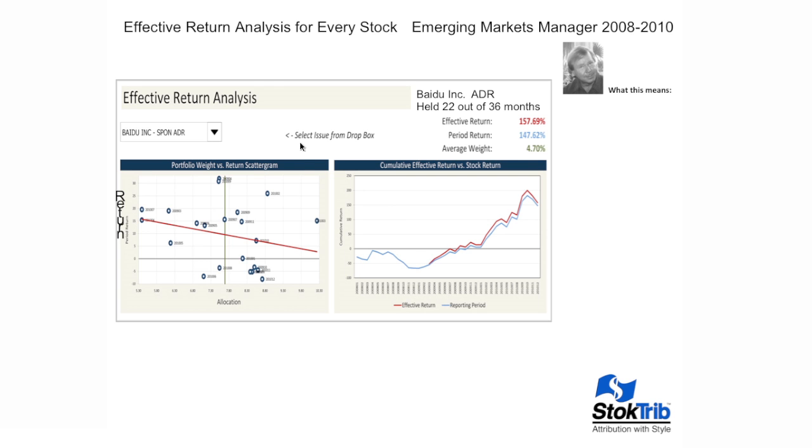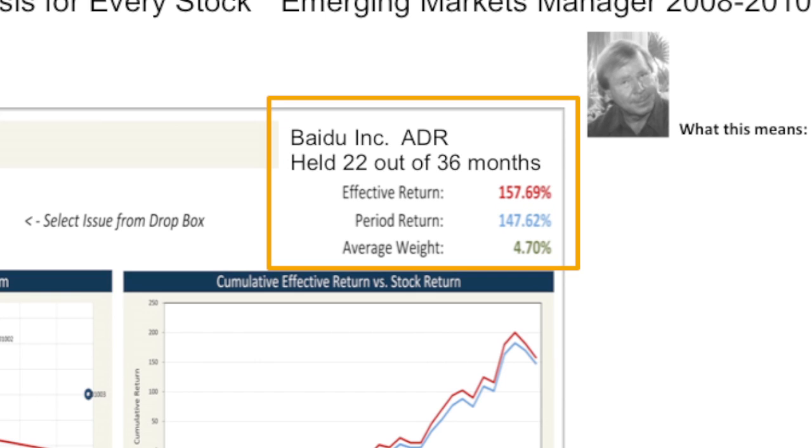Effective return analysis is one of 3 proprietary innovations in StokTrib. We're very proud of all 3, but particularly proud of effective return. It's one of the newest innovations that we have. In this example, we've singled out one stock, Baidu, in an emerging markets portfolio. The stock was held for 22 months out of the 36 months of the analysis period, and its effective return was 10% higher than its period return.